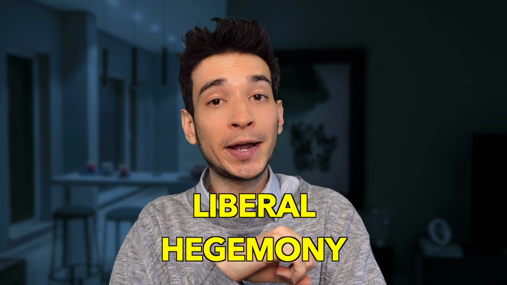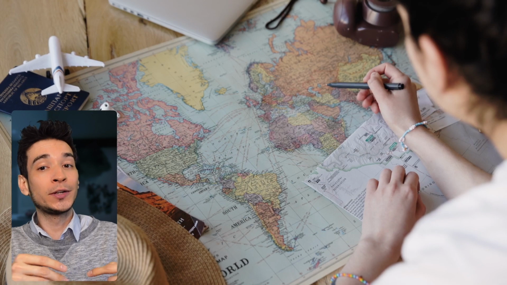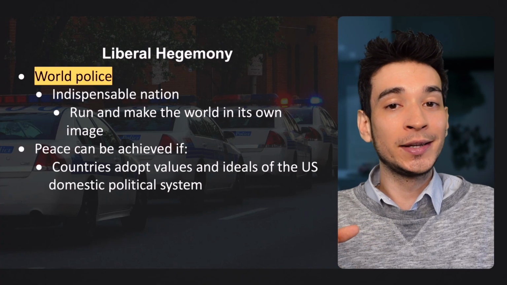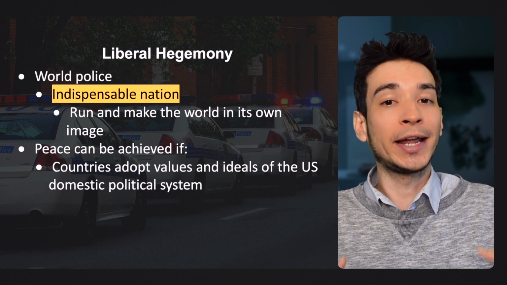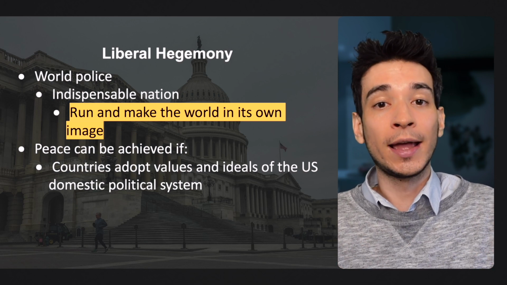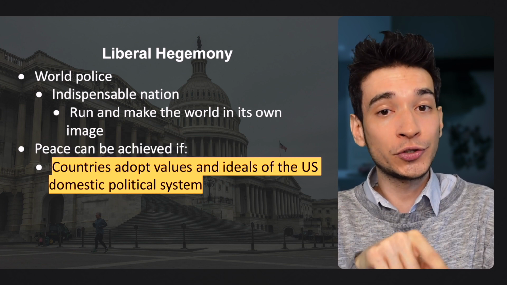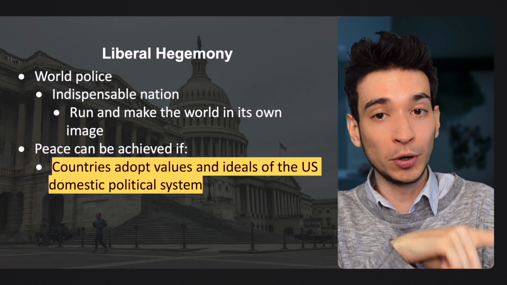The fourth strategy is liberal hegemony, and in this strategy there are no 3 main areas of the world that matter, but instead all areas of the world are important, and it is willing to use military force everywhere. So this is basically the strategy behind being the world police, where it sees itself as the indispensable nation with a responsibility to run the world and make it in its own image. And this is because it believes that peace can be achieved if every country adopts the same values and the same ideas of the US domestic political system.